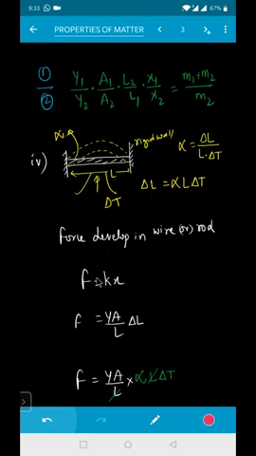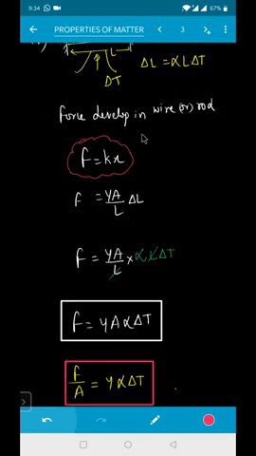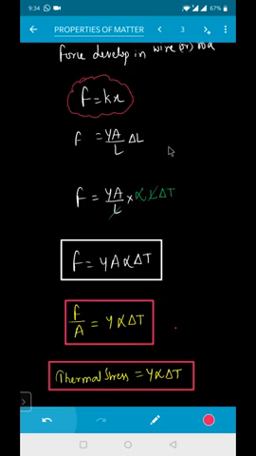So the force developed in the wire or the rod will be equal to how much? F is equal to K into X. The K value we already know: Y into A divided by L, into delta L. The delta L value is this one. I am substituting delta L, that is alpha into L into delta T. This L gets cancelled. So force is equal to Y A alpha into delta T.